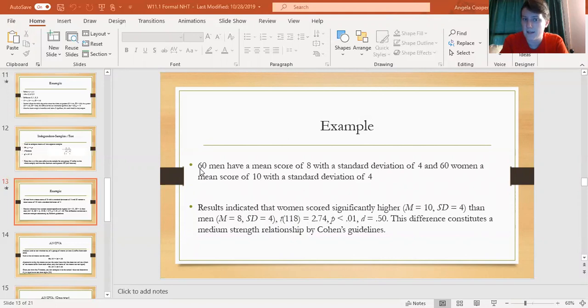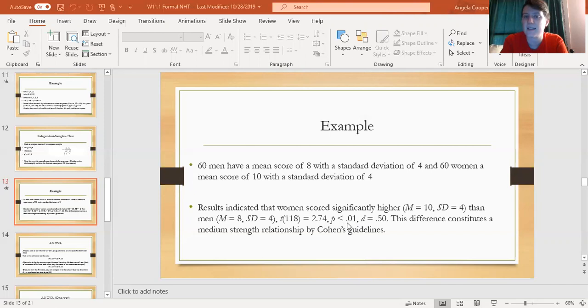Again, keep in mind that it's our total sample size. So 60 plus 60 is 120, our total sample size minus 2. So that's where we get that 118. That's the degrees of freedom that's in the parentheses. Equals 2.74, which is the number we would get from doing the independent samples t-test formula from the previous slide.